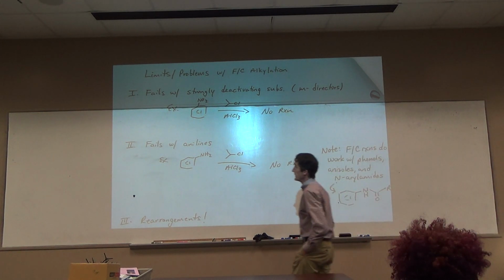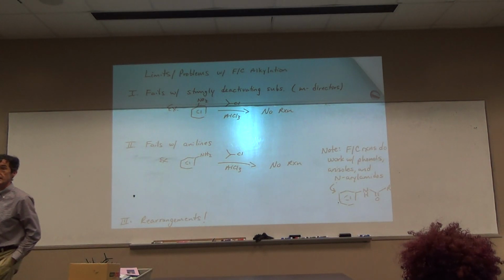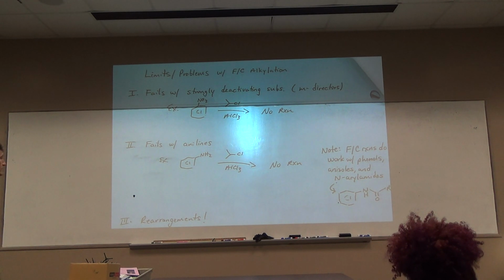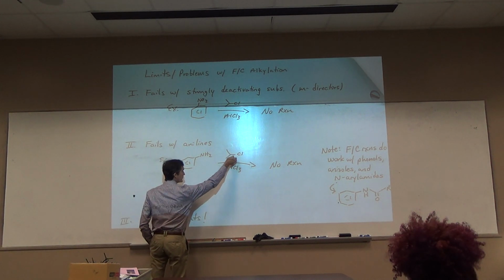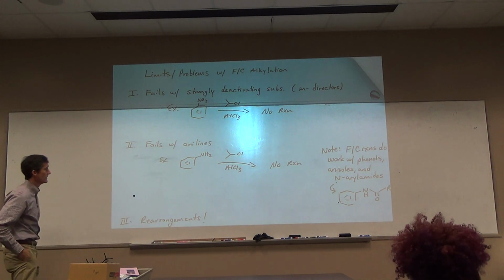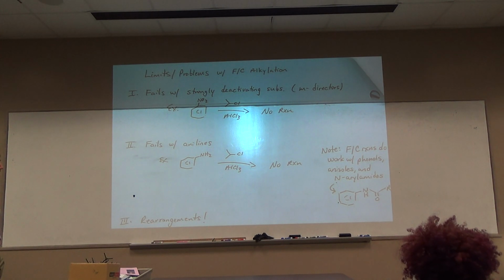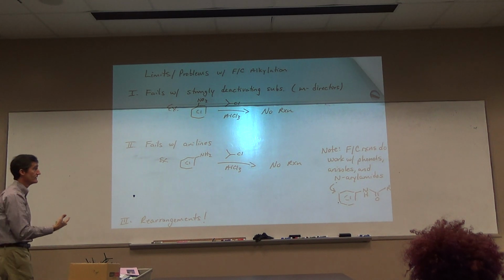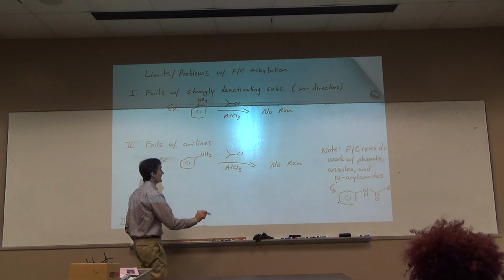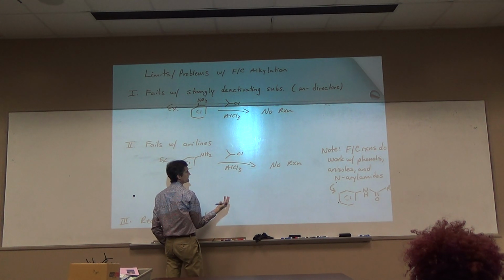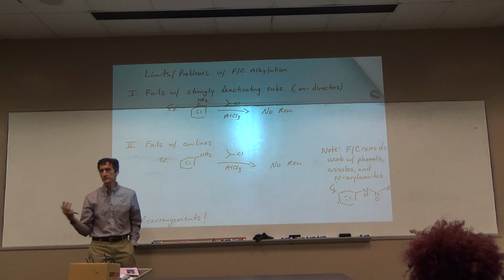Number two, reaction fails with anilines. Aniline will not do a Friedel-Crafts. Try to put an isopropyl group on here by forming the isopropyl cation. It's not going to react. Why not? Well, the NH2 is not a strongly deactivating substituent. Or is it? Because what happens here is, what's the mechanism here if we're going to do a Friedel-Crafts? What's the first step? What's the mechanism?